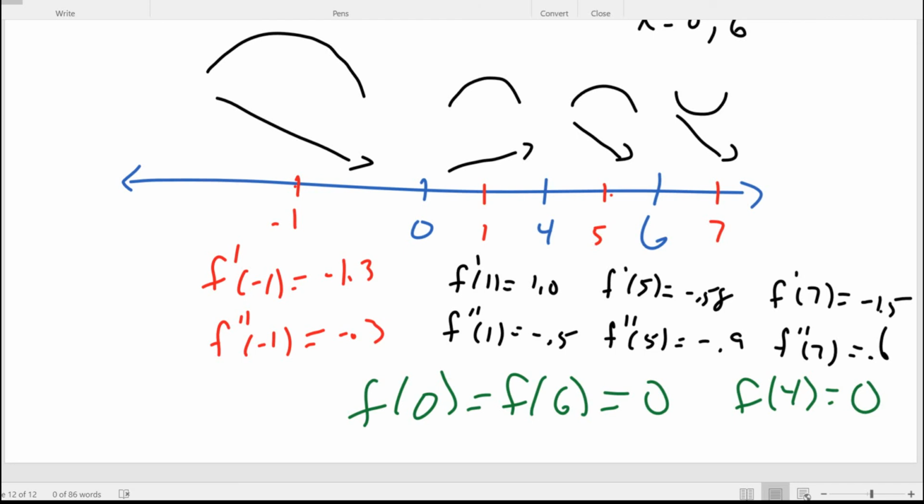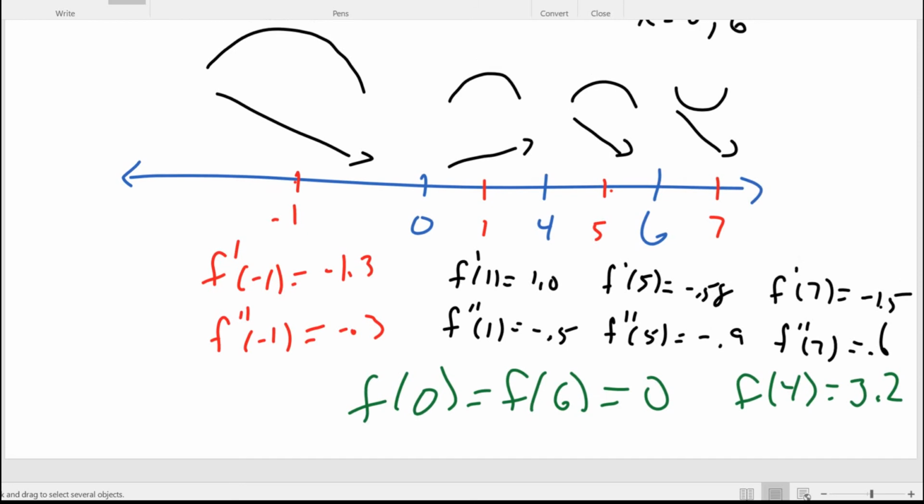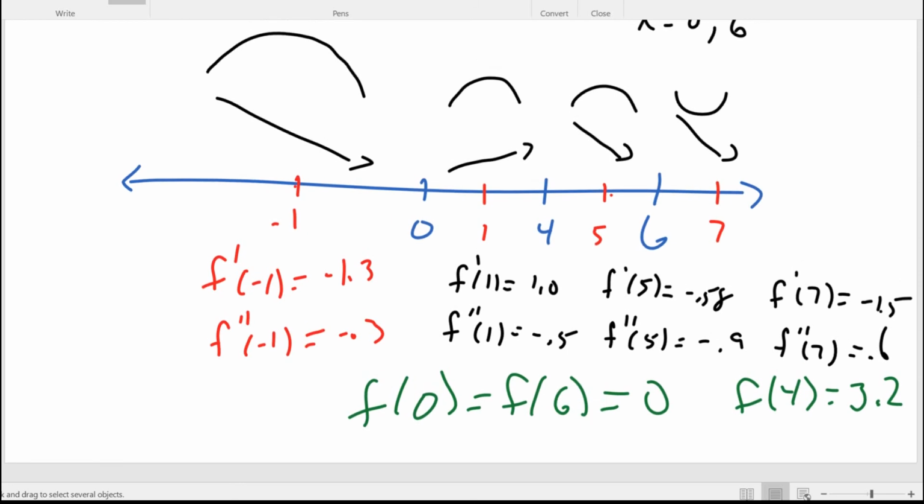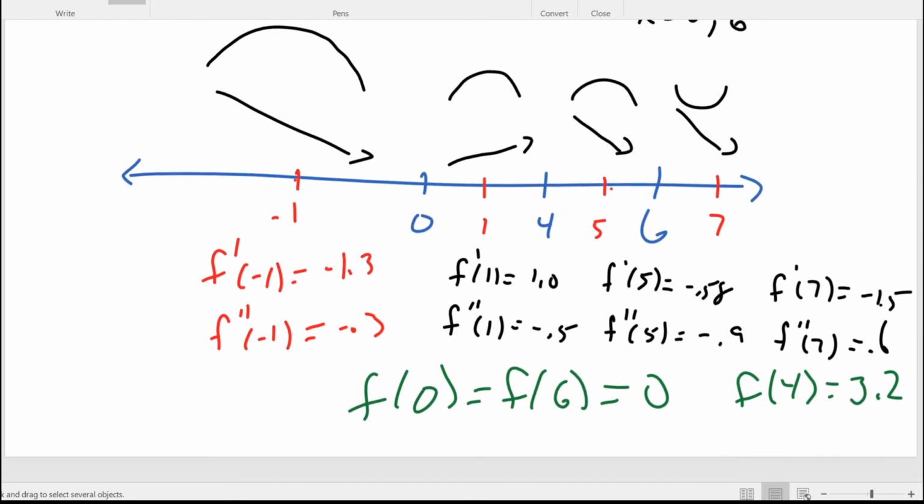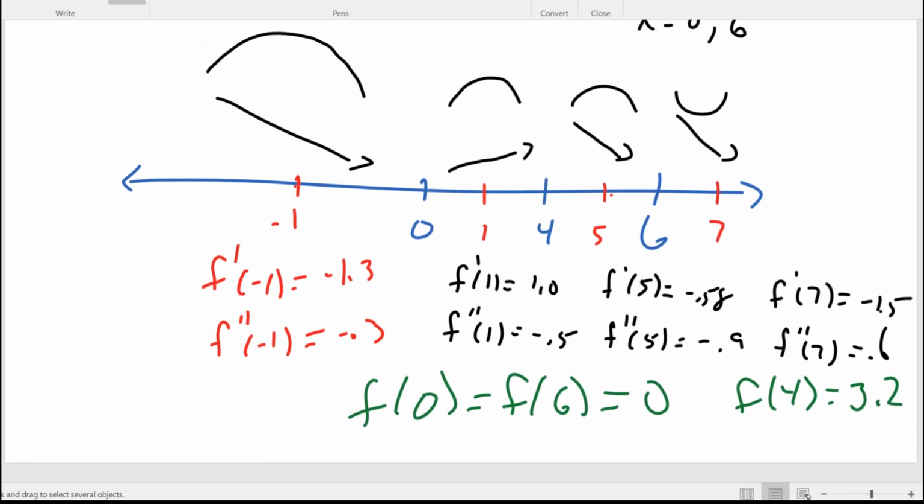All right. Oh, no, wait a minute. Wrong graph. f of 4 is 3.17. I thought that was kind of weird. So f of 4 is about 3.2. So now with all this information, I can get an ugly sketch. Okay, so I know from negative infinity to 0, it is concave down and decreasing.